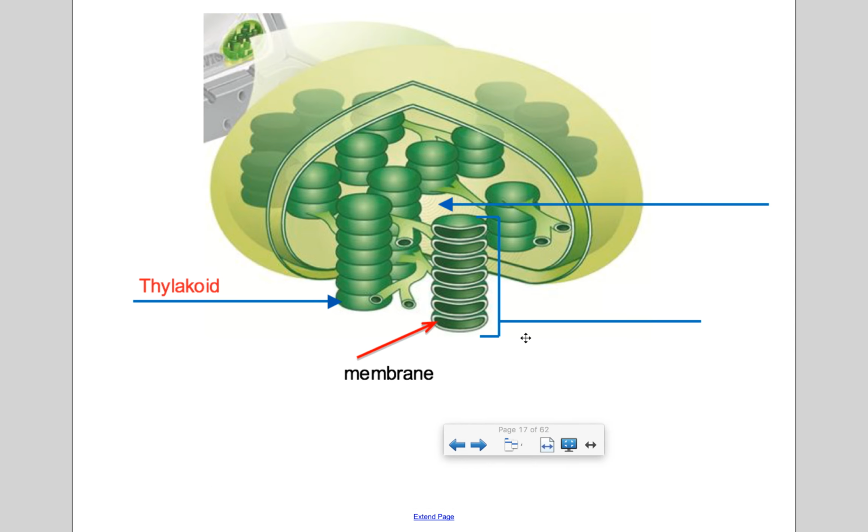So there's the thylakoid. This structure right here, you have a bunch of thylakoids, is the granum. And then the fluid that fills the inside of the chloroplast is the stroma, and this membrane is called the thylakoid membrane. And here we have the outer membrane and the inner membrane.